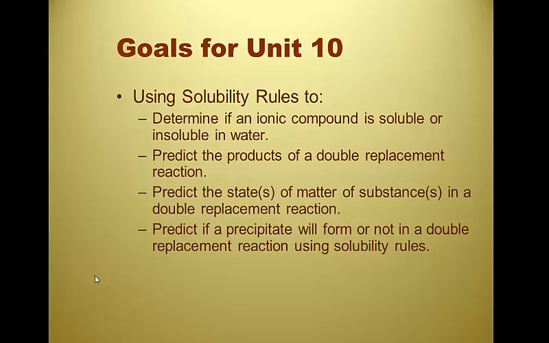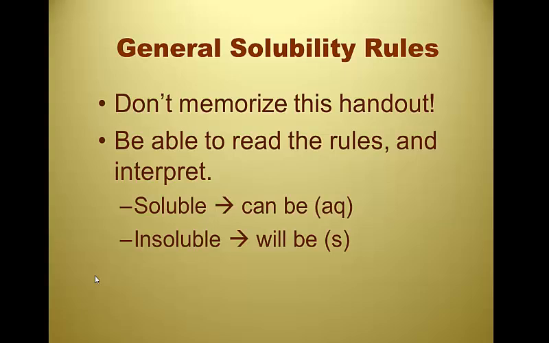Now we're going to bring all that together, and we're going to predict the states of matter of a double replacement reaction based on solubility rules, and then we're going to learn how to write molecular, complete ionic, and net ionic equations for double replacement reactions. So a lot of this you've had already, particularly the part about double replacement and predicting the products. What's new here is you will be predicting if a precipitate will form or not in a double replacement reaction using the solubility rules.